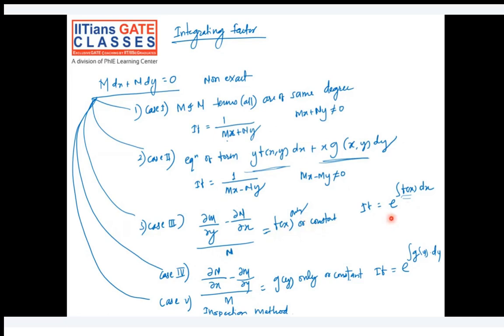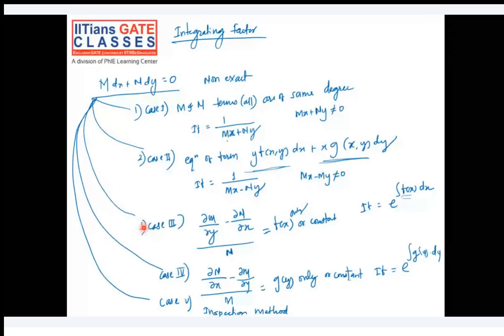In the same way, differentiation of n with respect to x minus differentiation of m with respect to y, divided by m, if it is creating a function of y only or a constant, then e to the power integral of g of y dy will be the integrating factor. And the last method is, if the question doesn't fit into either of these, then there is a trial and error method or inspection method you have to use. There is no other way to solve the problem. But ultimately, from an exam point of view, the question will be one of these four types: type 1, type 2, type 3 and type 4. So let's try to solve a question from each type so that we will understand it in detail.